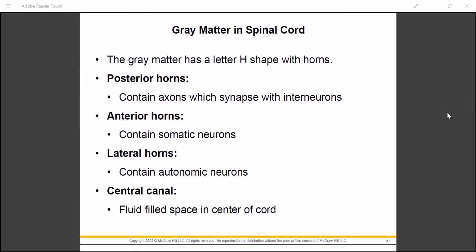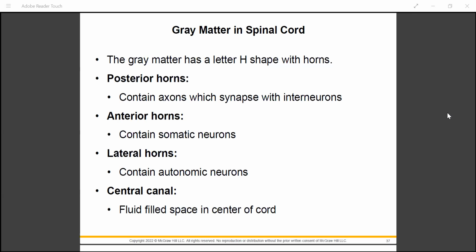All right, our gray matter in the spinal cord, like we said, has that H shape or butterfly shape, and we call the points of this the horns. We have posterior horns. These are going to synapse with interneurons. So our posterior horns are going to primarily be sensory.